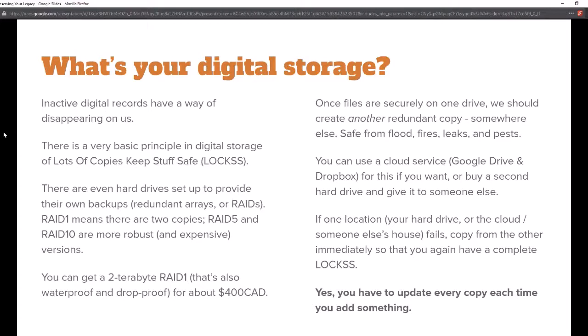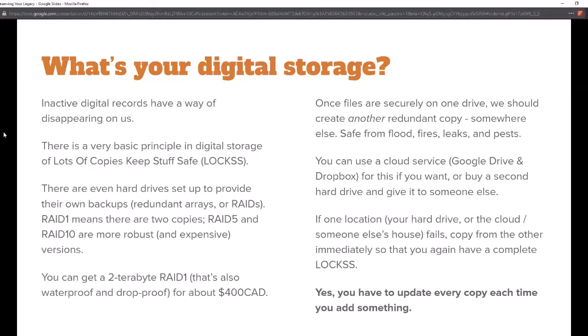So there are hard drives that you can buy that will in themselves have a redundant copy of everything you put on them. And then if one half of the hard drive fails, or if there's a little bit of glitchiness where one file gets corrupted on one, it goes and looks at the other and just copies it back over again, and then you have two copies again. So they're great. I really, really like the LaCie Rugged drive that is 2 terabytes and has a redundant copy. It's about $400. It's waterproof and drop proof, which is great for me because I'm clumsy.